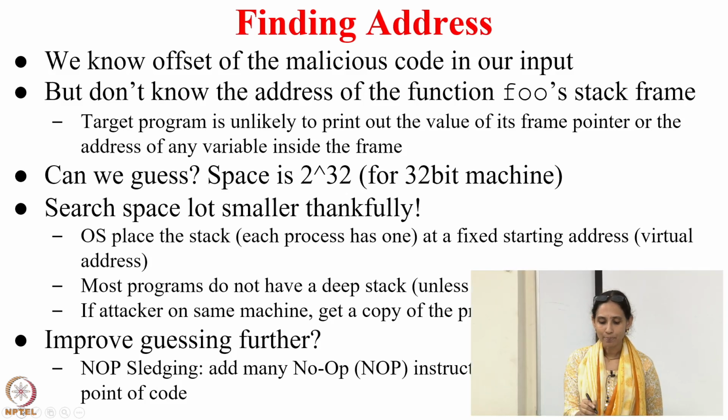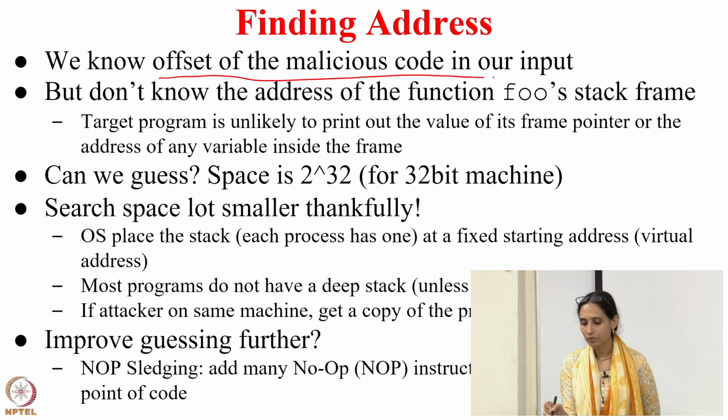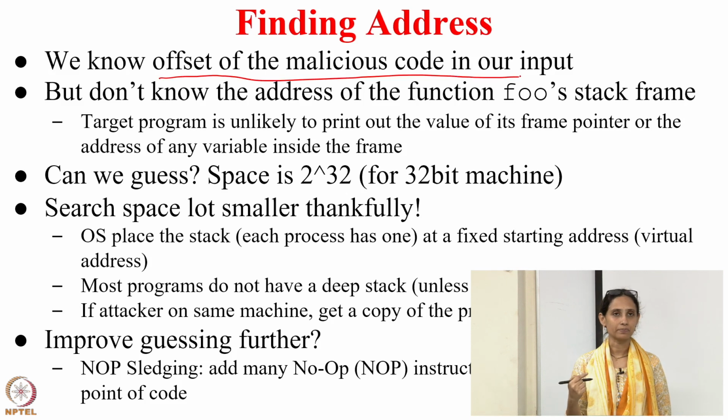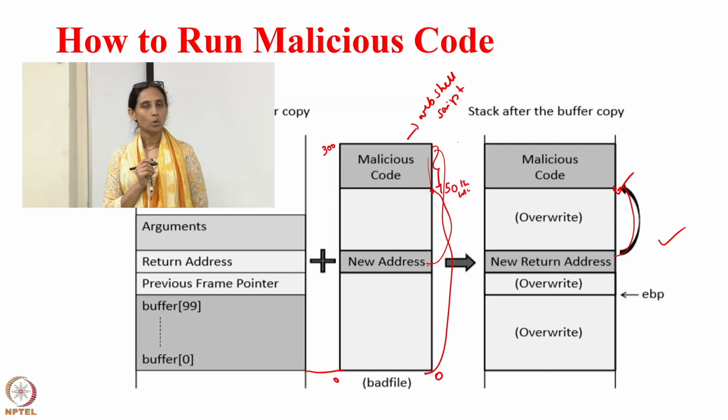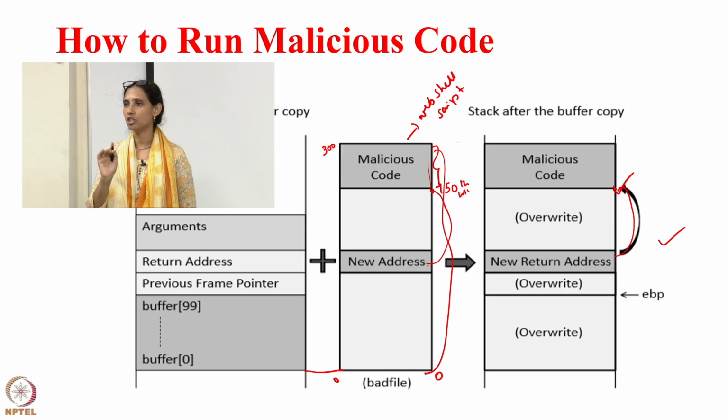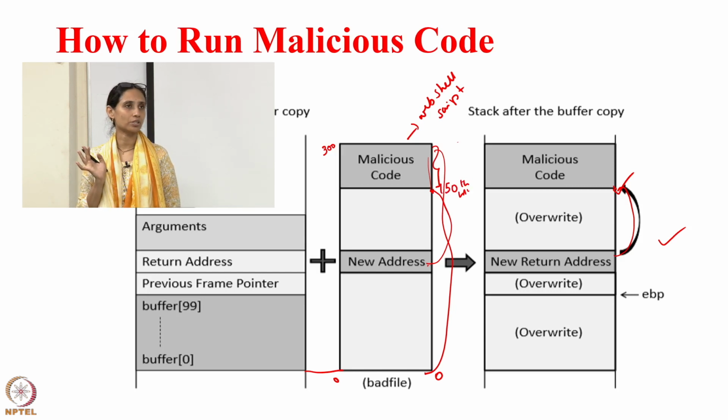When you are writing that bad file, you know the offset of the malicious code with respect to the buffer, because you are constructing the bad file. You know that if this were 0, the malicious code is maybe starting at the 150th byte. Okay. That relative position you know because you are constructing this file yourself. But as I mentioned, knowing this relative position does not help.